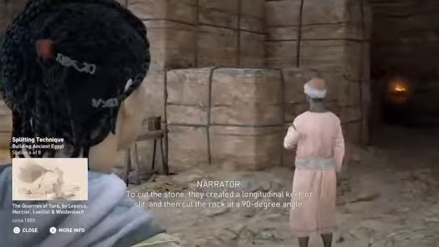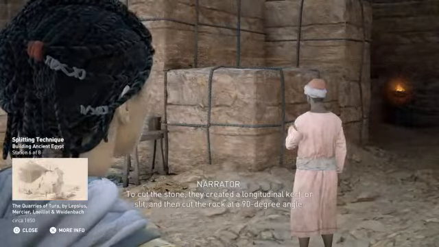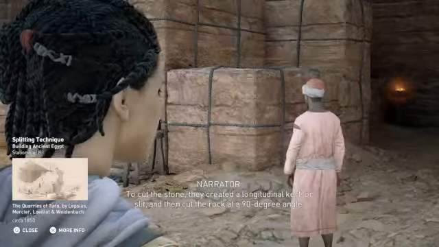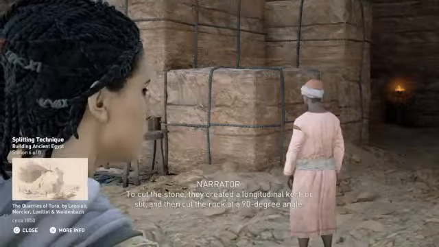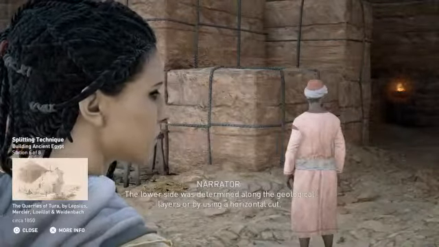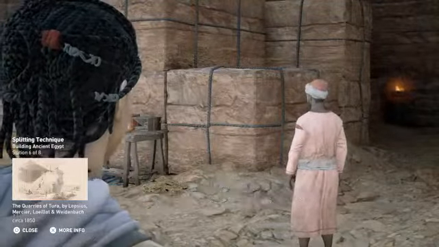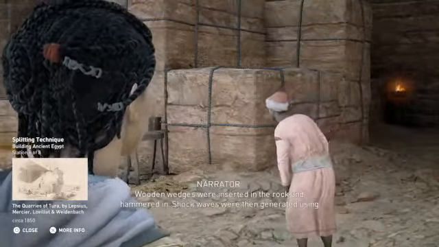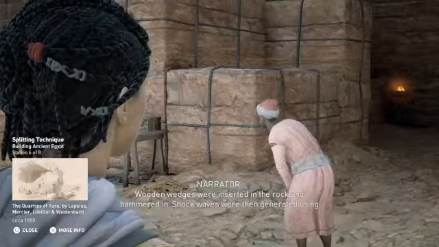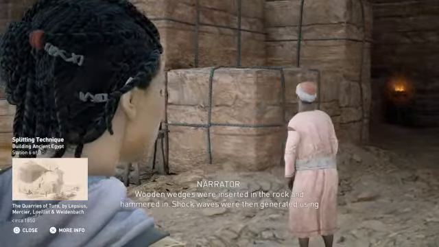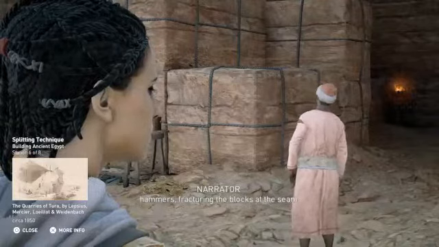To cut the stone, they created a longitudinal kerf, or slit, and then cut the rock at a 90-degree angle. The lower side was determined along the geological layers or by using a horizontal cut. Wooden wedges were inserted in the rock and hammered in. Shock waves were then generated using hammers, fracturing the blocks at the seam.